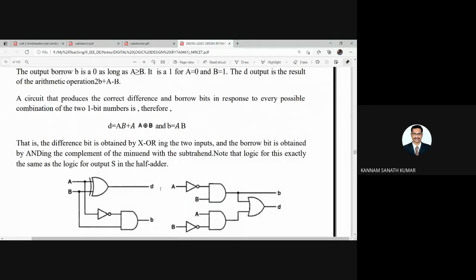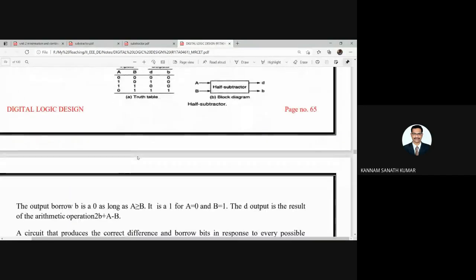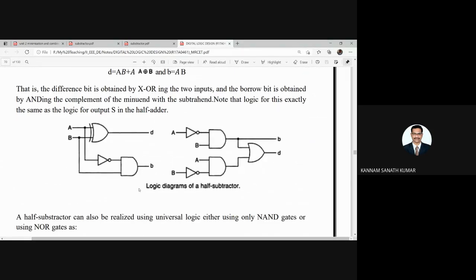So this is a half subtractor. D equals A XOR B, which is A dash B plus A B dash. Borrow is A dash B. This is the logic diagram for the half subtractor. A and B are given to the XOR gate, and you get D equal to A XOR B, the expression for the difference.